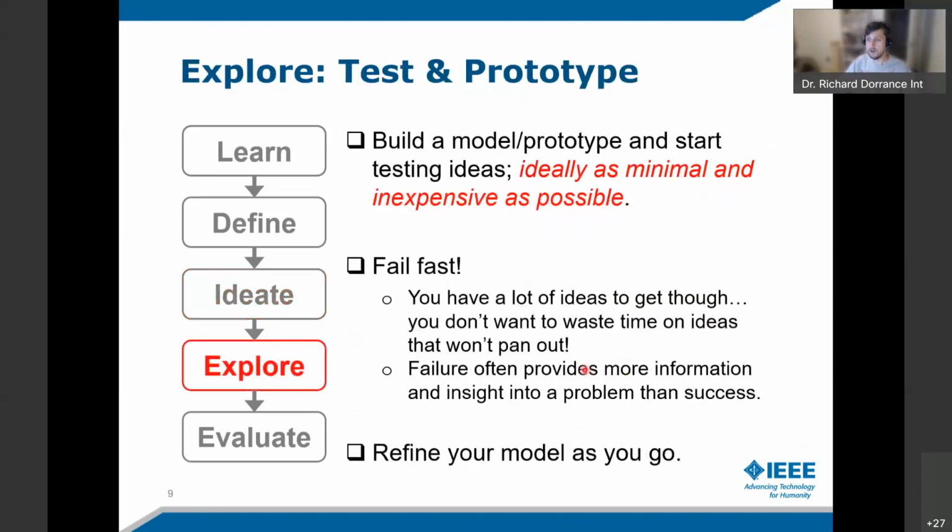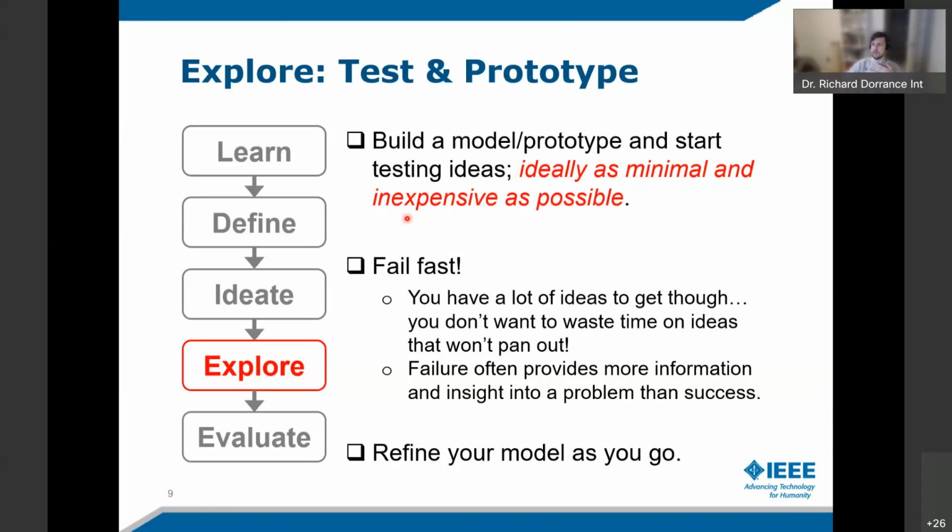So now you've gotten a whole bucket full of ideas. You need to test and prototype them. And so sort of in this exploration phase is where you need to build a model, a prototype, something that will allow you to start testing ideas. And sort of the key here in this phase is ideally you want it to be as minimal and inexpensive as possible. And inexpensive in terms of your time, the resources you need to apply to do that, just kind of everything in general.